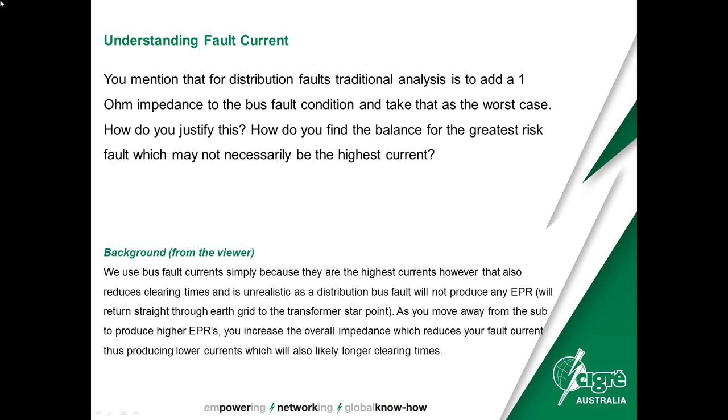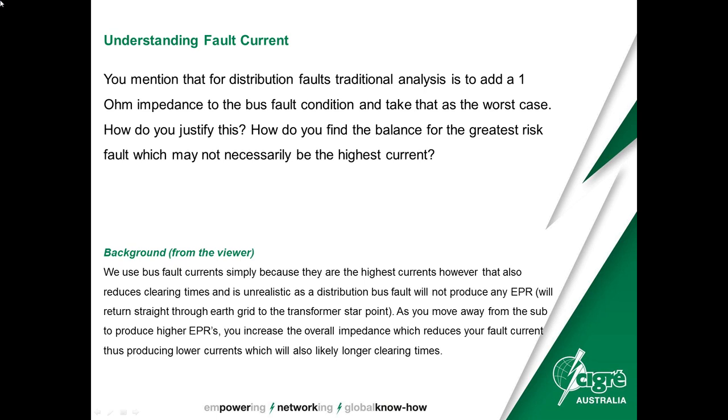Yeah, thank you. The next question is about fault current. There's some background about Ergon's procedures there, if you'd like to read them as you answer. But the main question is, when you mentioned that for distribution faults, the traditional analysis is to add a 1 ohm impedance to the bus fault condition and take that as the worst case. What is the justification for that? And how do you find the balance for the greatest risk fault, which may not necessarily be the highest current?